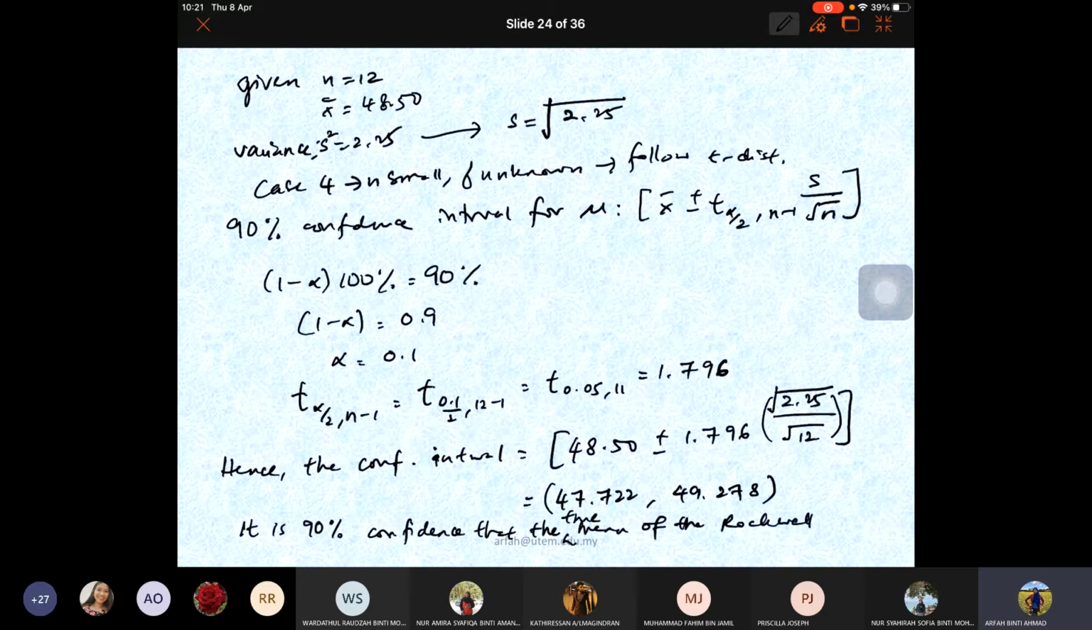Dia sejenis batu, rock, berapa kekerasan batu. Lies between 47.722 and 49.278. Okay. So ini adalah dia punya jawapan.